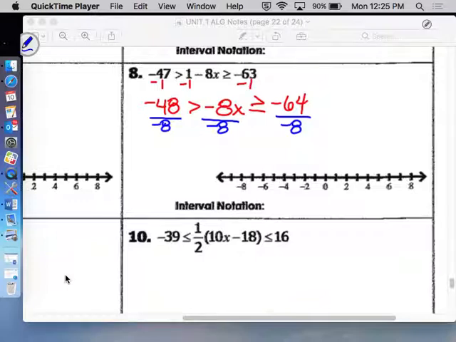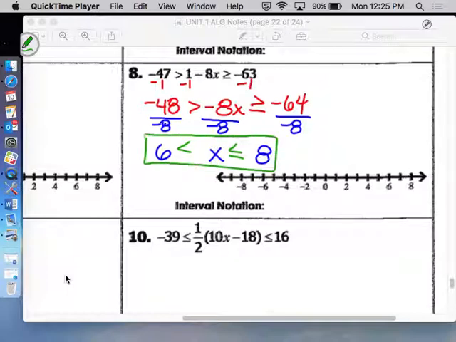So -48 divided by -8 gives me +6. X is now isolated in the middle, and -64 divided by -8 gives me +8. But since I had to divide by negative numbers, that means that both inequality symbols have to flip. And then always check the relationship on the end. Is 6 less than 8? Yes, it is. That's a true statement. That's a true relationship. So then you carry on with the graphing.